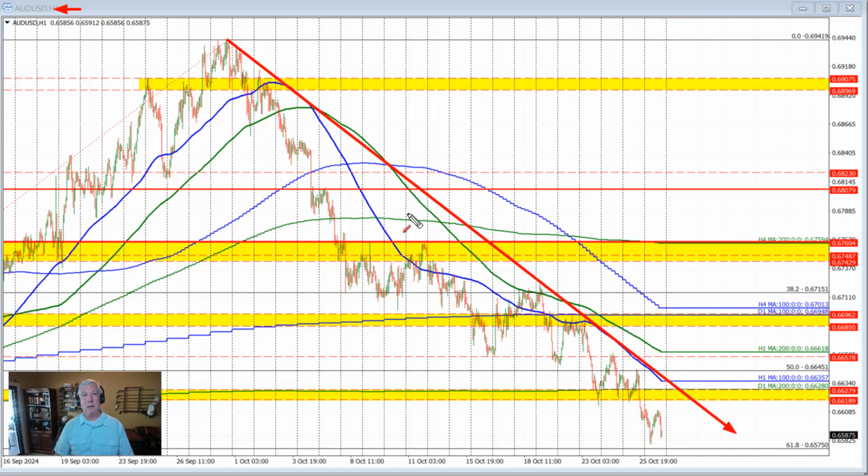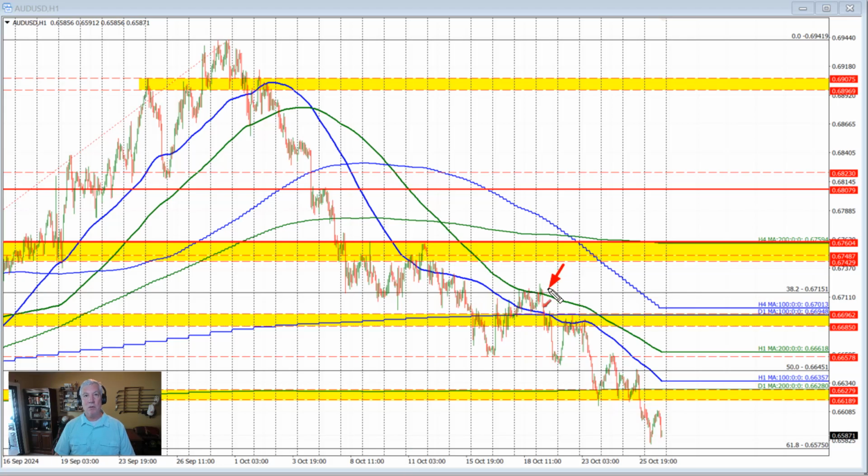here. The price moved from a high of around 0.6941 at the beginning of the month, and at the end of the month, as we trade today, the price low came in around 0.6580. That's about 340 pips over the course of the month, and through that time, the price has mostly stayed below both the 100 and 200 hour moving average. That's the blue and green line in this chart.